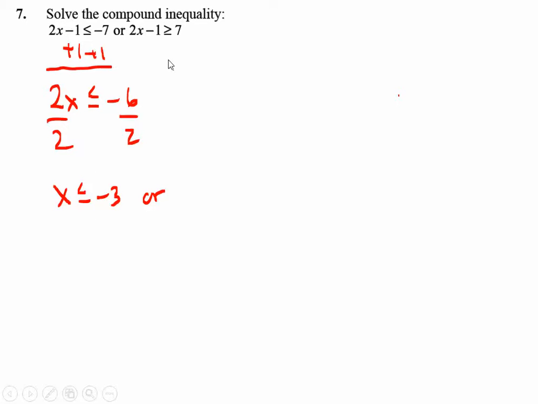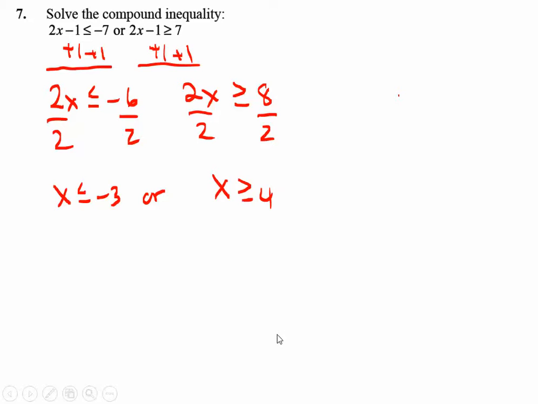Or, let's go back up here. Sorry. Start doing this one here. Let's see. Add 1 to both sides. Gets you a 2x greater than or equal to 8 this time. Divide by 2, divide by 2. And we wind up with x greater than or equal to 4. Good there so far?